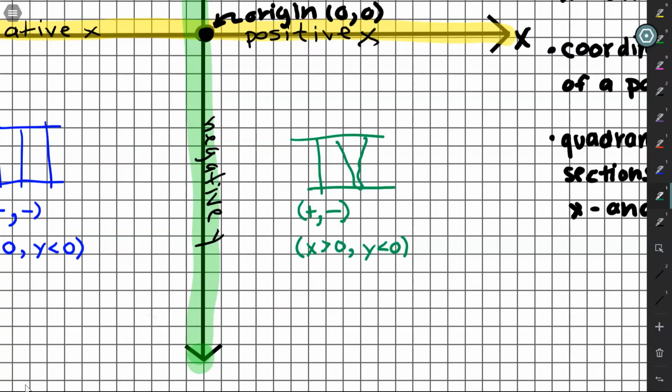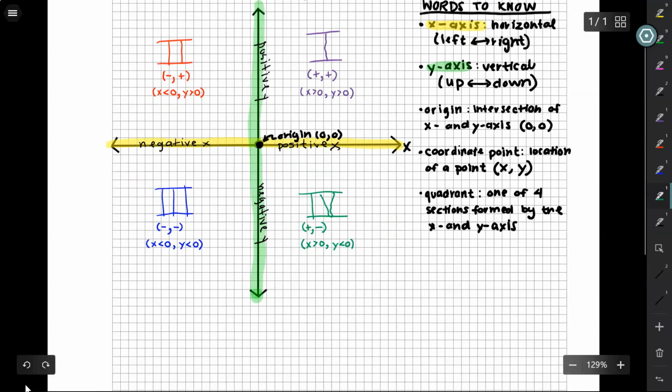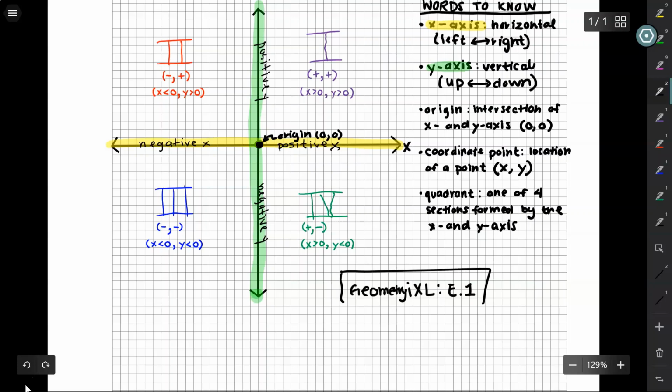Alright, so that's it for today. I'm going to write this on here, a section on IXL. Section E1 in geometry. This is your practice, and then there is an exit ticket for you guys to do as well. See you tomorrow.